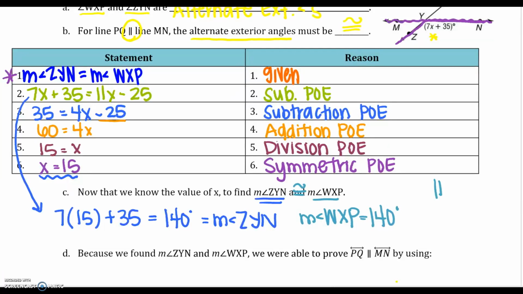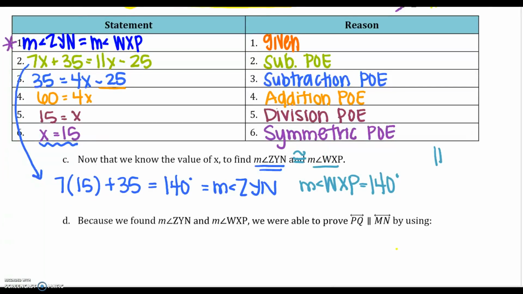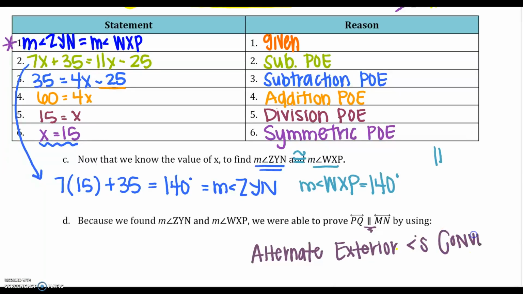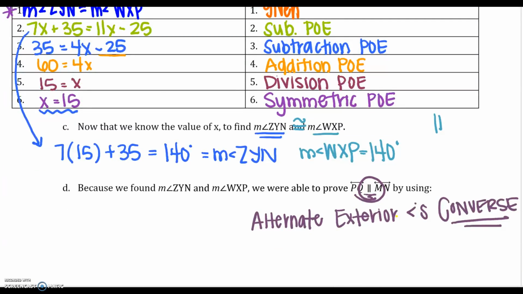All right, because they would both be congruent, we were able to say that the lines were parallel using the alternate exterior angles converse. Remember, for proving lines parallel, we're going to use the converse. Alrighty, and will you stop this video and try your next checkpoint, please?